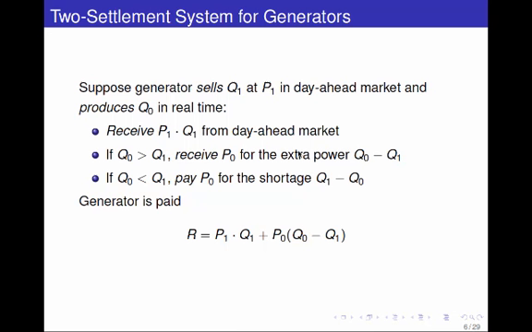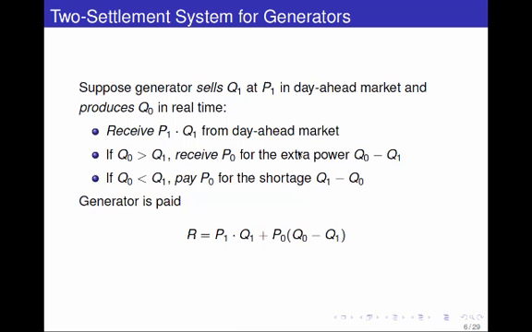So the revenue that you earn once you enter a forward contract depends not only on what you did when you entered the forward contract, but also on what you do in real time. Okay? If you overproduce in real time, then you get paid the real-time price for the overproduction. If you underproduce in real time, you have to buy yourself out of it.